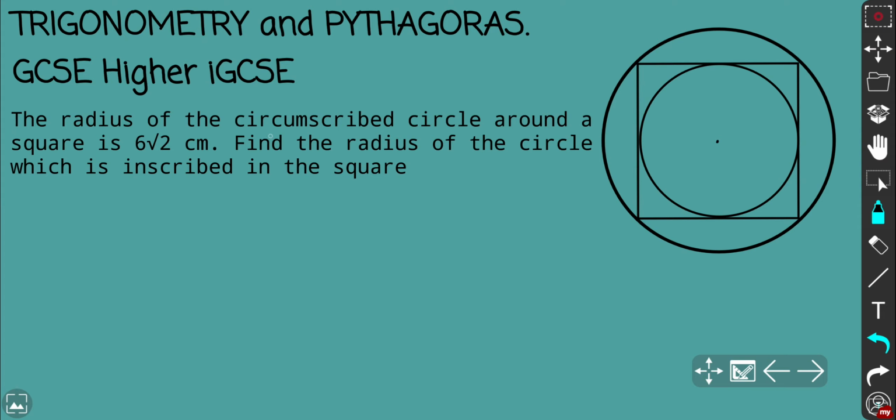So we are given the radius of the circumscribed circle, that's the big one, we mark it like that, around the square which is inside, and the radius is 6 square root of 2 centimeters. Okay, so you need to find the radius of the circle which is inscribed in the square. So that circle is inscribed. Alright, so the inner circle, we need to find the radius of that one.